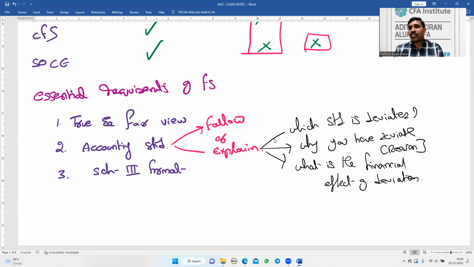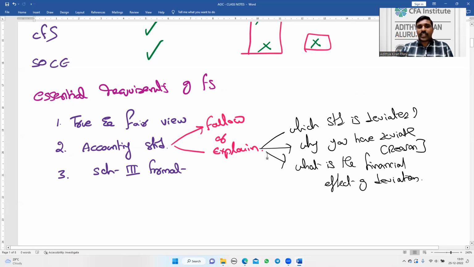So which standard you have deviated, why you have deviated, that is the reason behind deviation, and what is the financial effect of that. Whether profit will increase or decrease because of the deviation, whether the current liabilities will increase or decrease because of the deviation. These are the examples. So what is the impact on the profit and loss account and balance sheet because of deviation from the accounting standards?